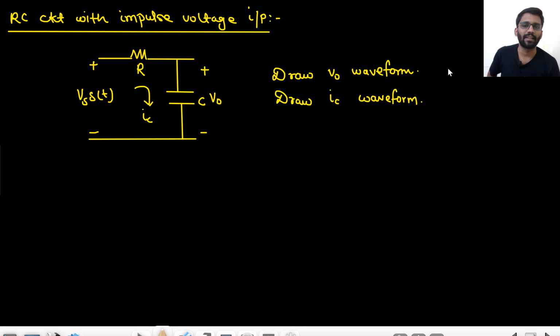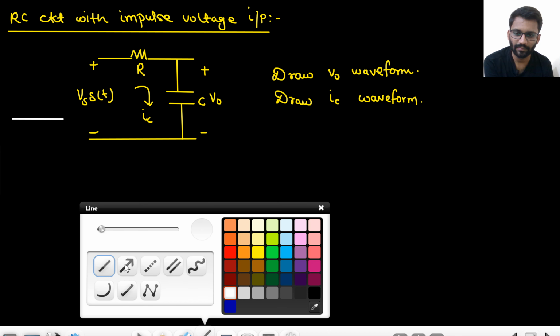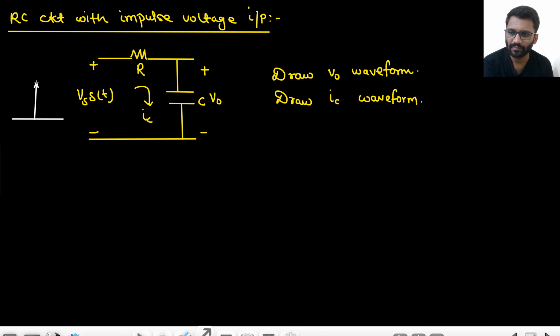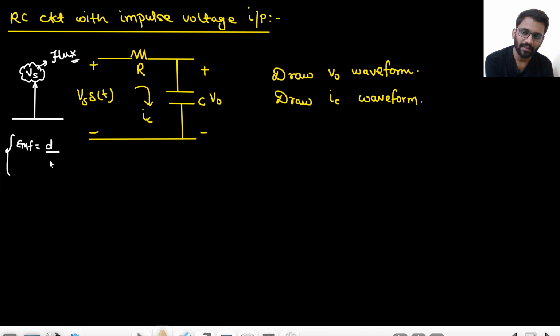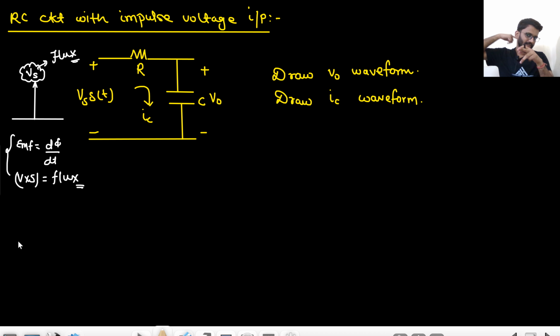So you need to draw the waveform of V0 and IC. So this is your voltage input. This is your voltage input, that is having a magnitude of Vs, right? So what does this Vs show? This Vs is flux. I have explained this concept, right? Why is it flux? What is EMF? EMF is d phi by dt. So EMF into time, voltage into second, brings the flux. Voltage into second is the flux. So Vs is the flux.